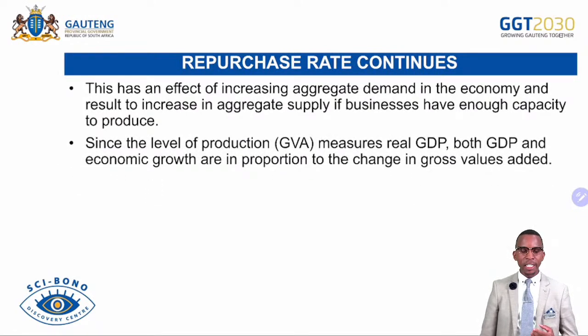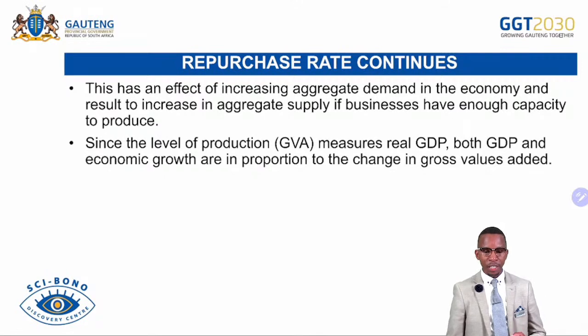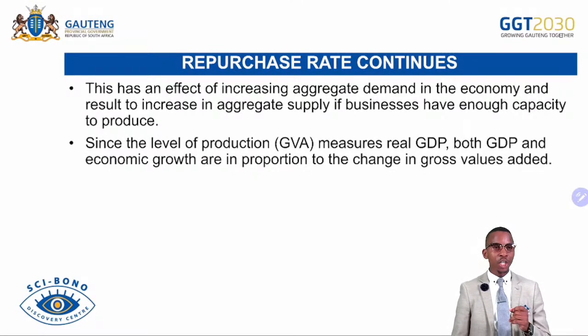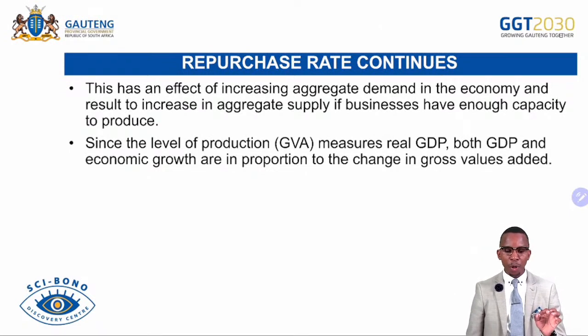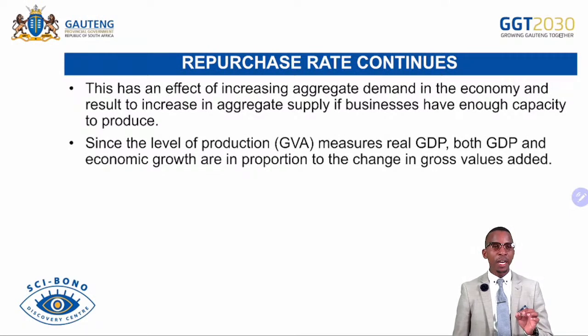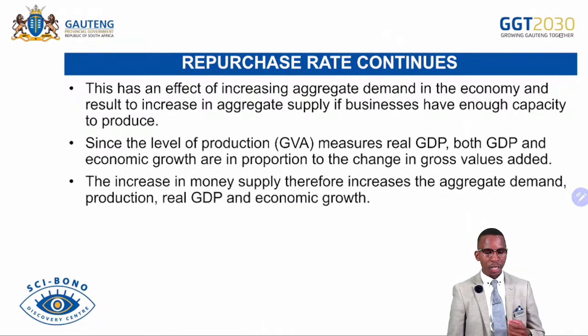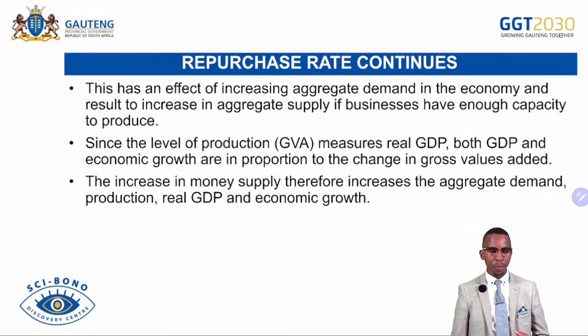inflation. Since the level of production increases, what happens? Real GDP will increase, and then what happens if real GDP is increasing? Real GDP is used to measure economic growth, remember. So economic growth will also increase because it is measured by the real GDP. So the increase in money supply therefore increases aggregate demand, production, real GDP, and economic growth.